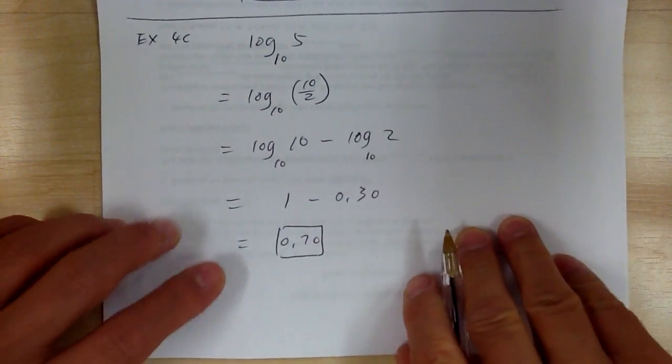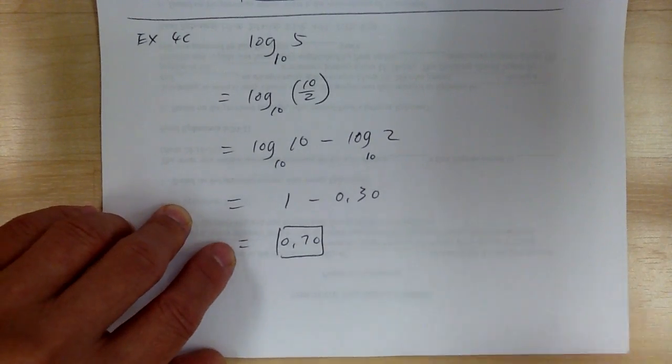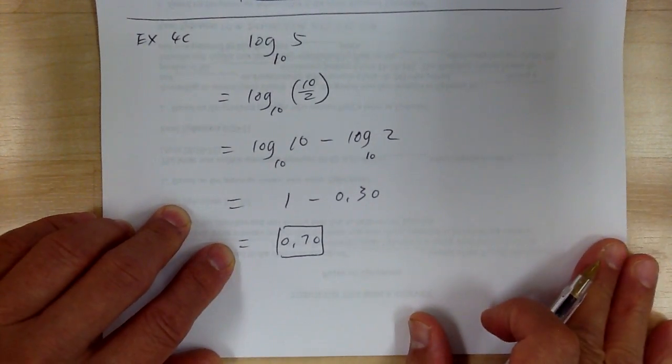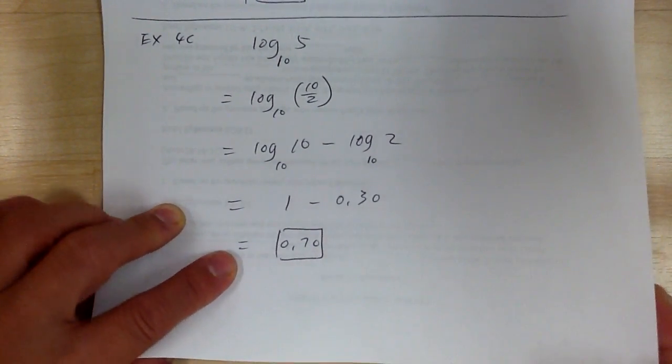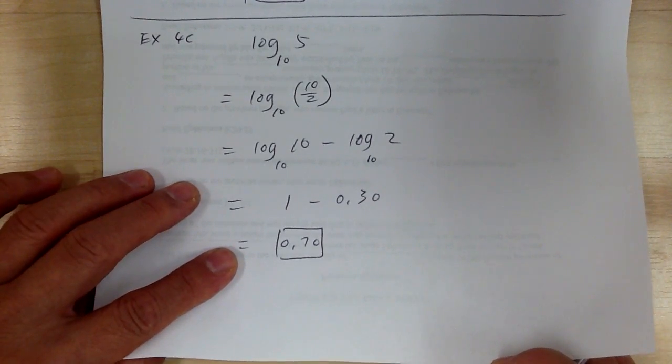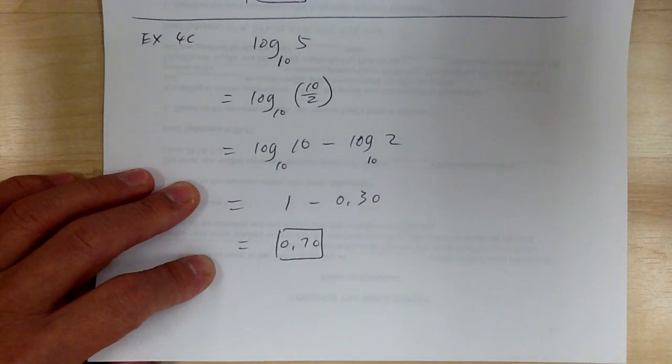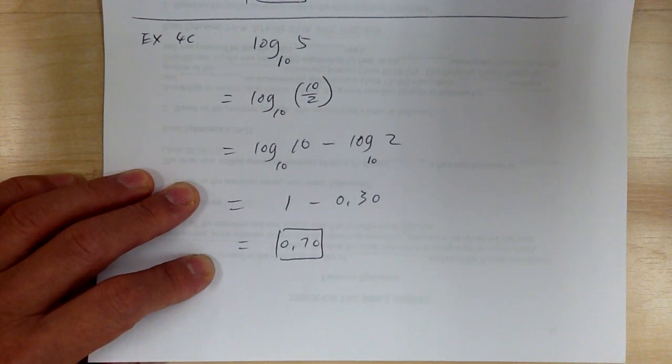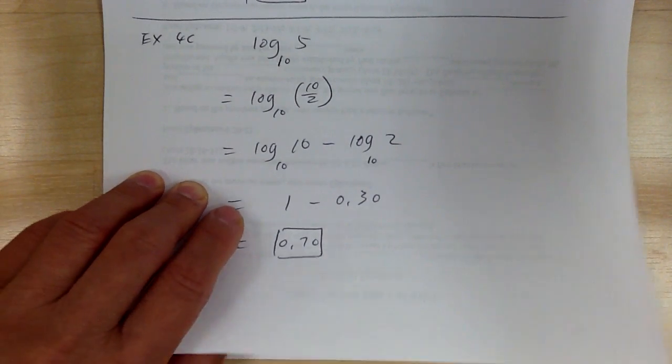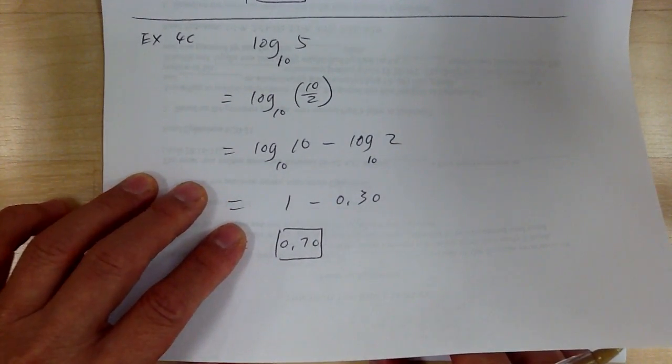By the way, logs are used to deal with numbers that are extremely large or extremely small. For example, when you deal with chemistry, right, with electrons, the numbers are very small. Or you deal with astronomy, the numbers are extremely big. And so calculation would be a little bit complicated, and so you can use logs. And it was extremely useful in the old days because they didn't have calculators, and that's how they were able to do calculations. Okay, let's go to example 4D.